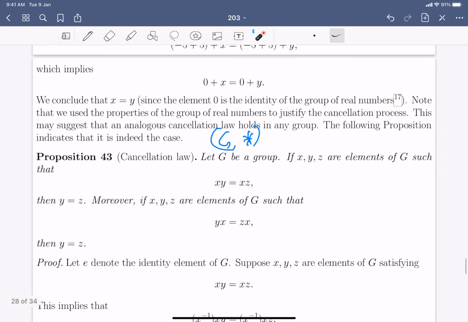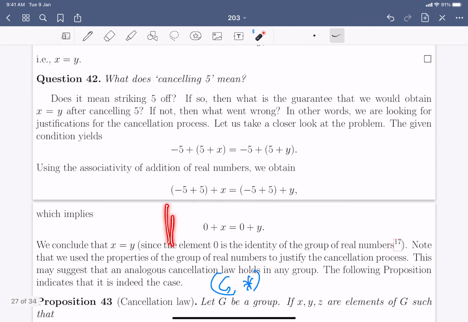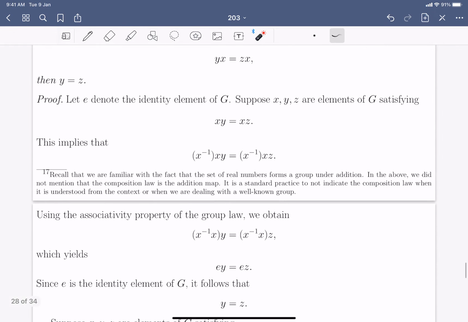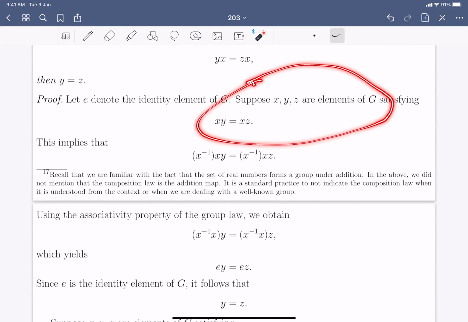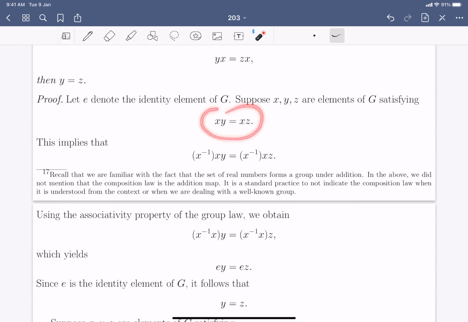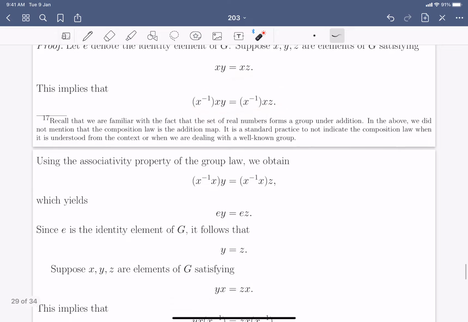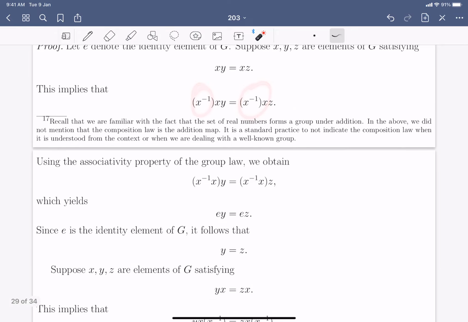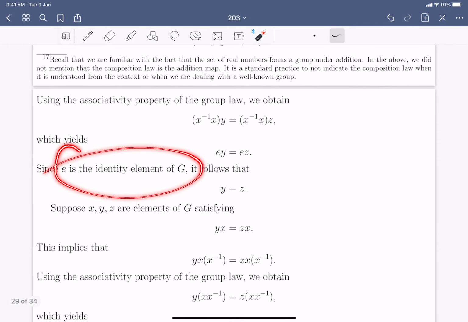Yeah, so you need to do the proof, and the proof is no different from what we have just seen in the context of real numbers. So suppose we are given three elements x, y, z such that xy equals xz. Then you multiply these quantities by x inverse from the left, so we obtain this, and then you use associativity to combine x inverse and x together on both sides, so that leaves us with the identity element times y and identity element times z, right? And by the property of the identity element, it immediately follows that y equals z.